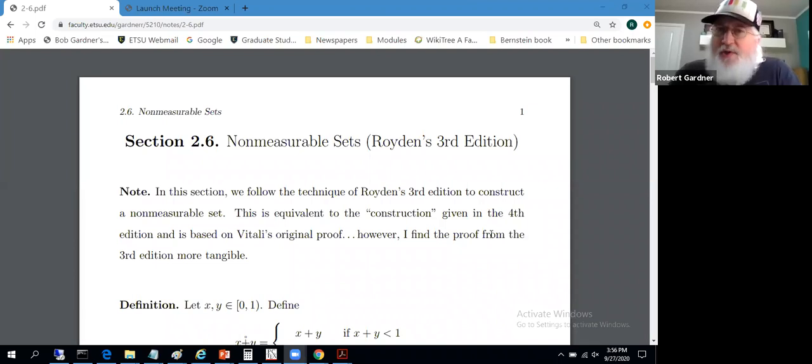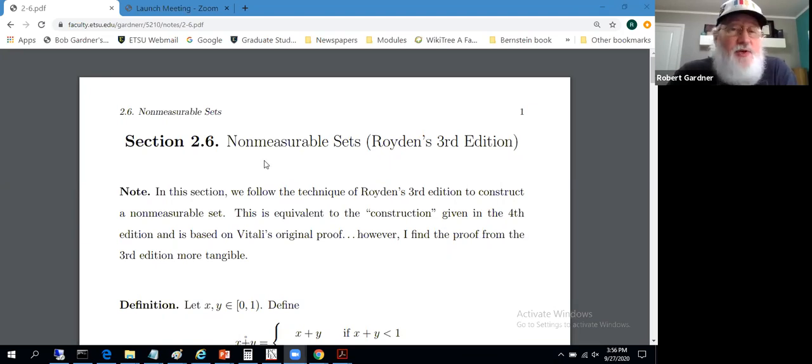Now we're going to look at, actually go back to the third edition of Royden and Fitzpatrick. It was just Royden in those days. And we're going to look at the construction of a non-measurable set. Section 2.6, this is also in section 2.6 of the fourth edition.